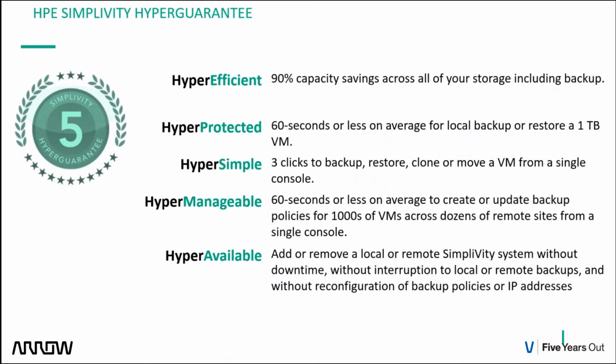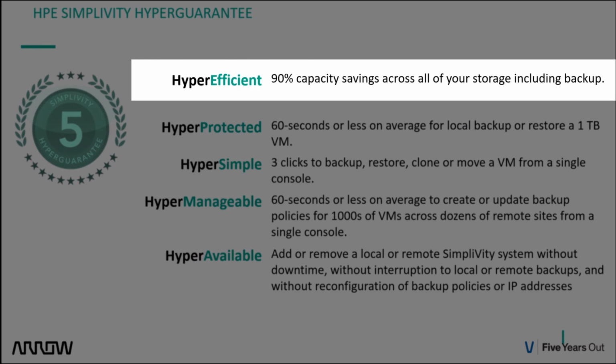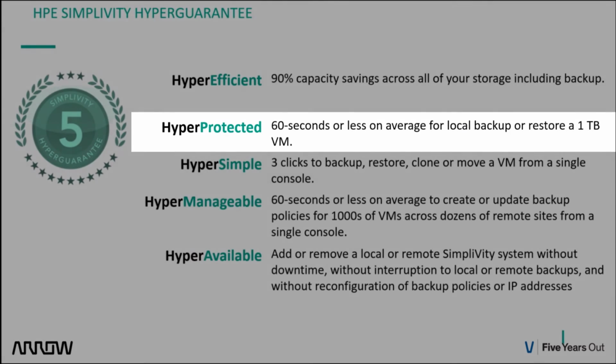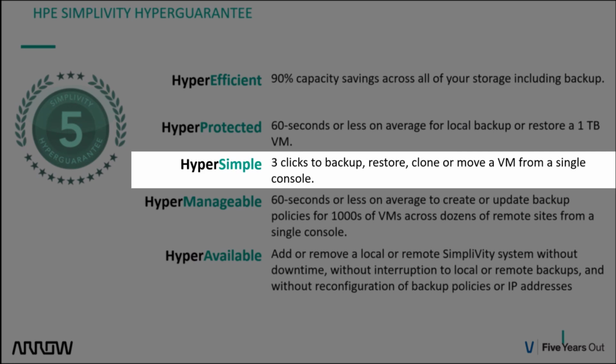And finally, here is the Simplivity Hyper Guarantee, which is actually in the Simplivity end user license agreement. Everything we talked about today comes with that guarantee. HPE will give you free gear or full right if these expectations are not met. So we guarantee that we will save you 90% capacity that you're using today if you use Simplivity for both primary and backup storage. We guarantee that you can back up or restore a 1 terabyte VM in 60 seconds or less. Everything is right-click functionality. You can back up, restore, clone, or move a VM with just 3 clicks.